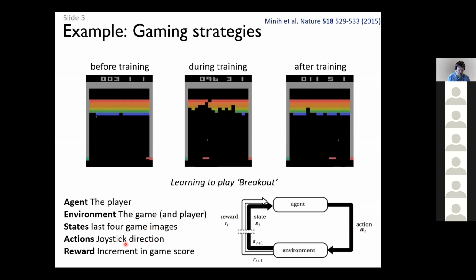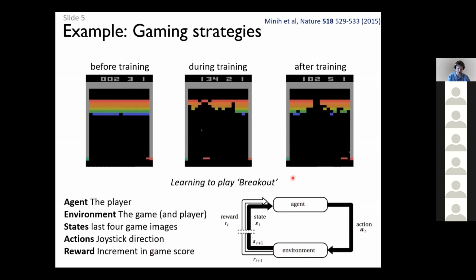And the actions in this example is that the agent can move in different directions. So it could either stand still or move to the left or to the right. So the actions the agent can take is different directions, left or right, with the joystick to move the paddle left and right. And then the reward is the game score. So if you get higher score, you get a higher reward. And that's what you want to optimize with this reinforcement learning process.